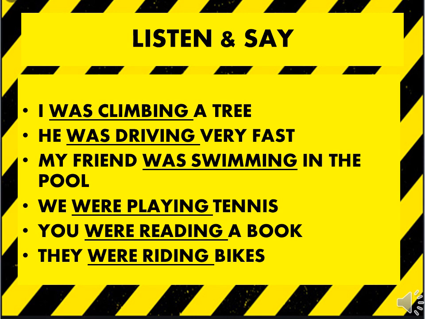They were riding bikes. Now, as you see in these sentences, you can observe that there is a variation of was and were. We use was for the first person singular, that is I, or the third person singular, that is he, she, or it. In these sentences, you can also see I was climbing, he was driving, my friend was swimming. All these have either a first person singular concept or a third person singular concept, that is he, she, or it.